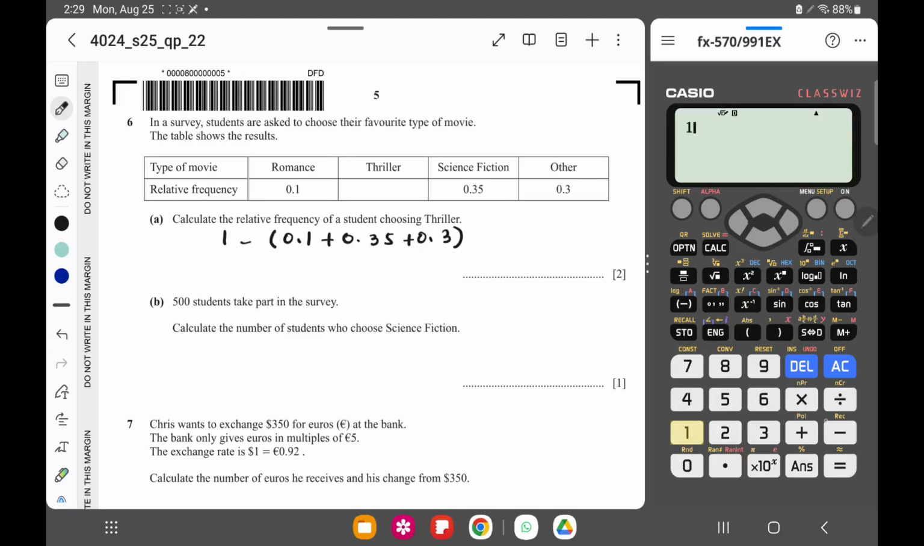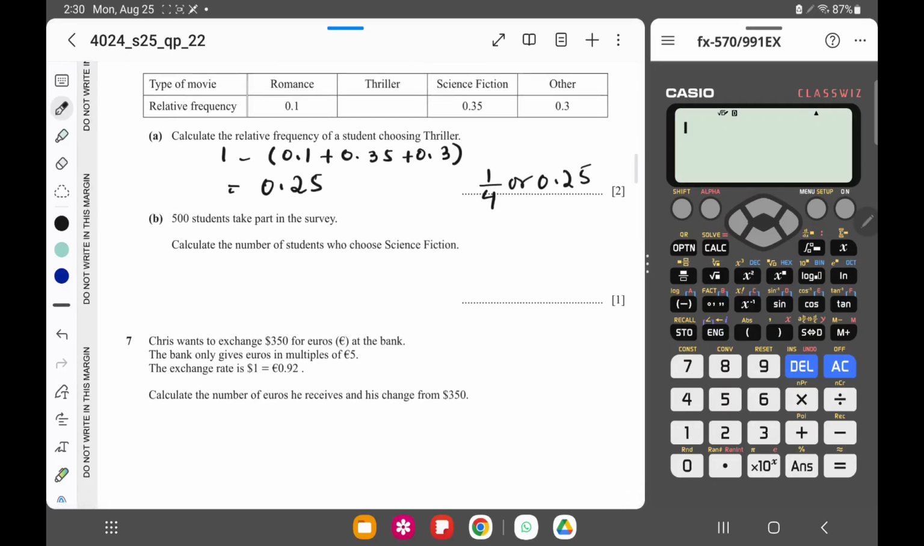So that is 1 minus, you can add first and then subtract, there is no problem, 0.1 plus 0.35 plus 0.3, and then bracket close, and now you are getting a quarter. Quarter means 0.25 or 25%. So that is equal to 0.25, or you can write a quarter, or in your answer it is also 25% you can write.